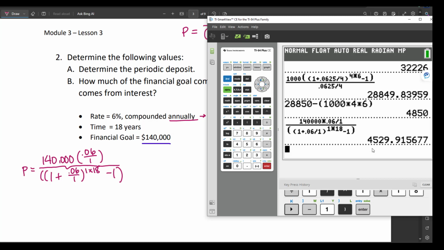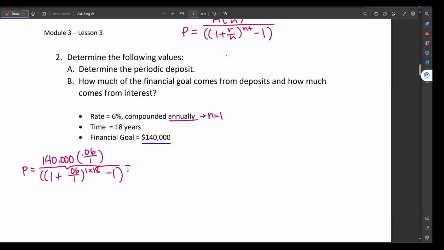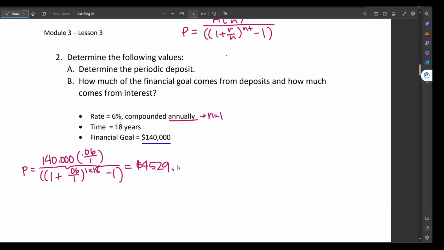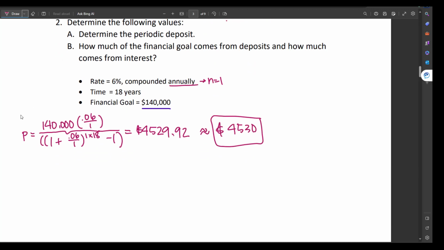So I'm going to round this to the nearest dollar. So 4,529.92, and that rounds to 4,530. So this is the amount of money that we have to put into our account every year for 18 years to get to $140,000. Okay, so this is part A. We have found our periodic deposit.